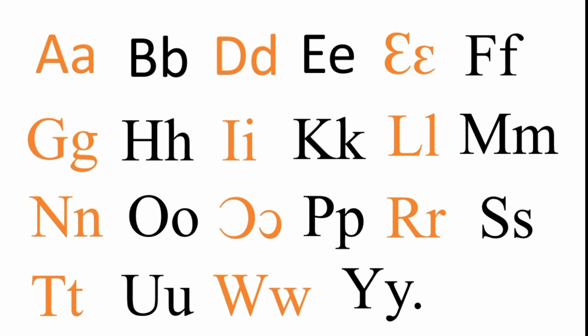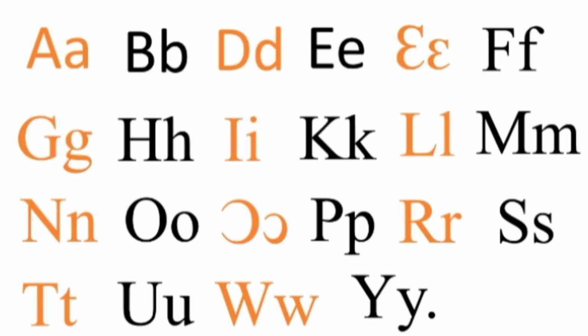Twi, Akan language. These are the alphabet. So let us go through again quickly. A, B, D, E, F, G, H, I, K, L, M, N, O, ɔ, P, R, S, T, U, W, J.